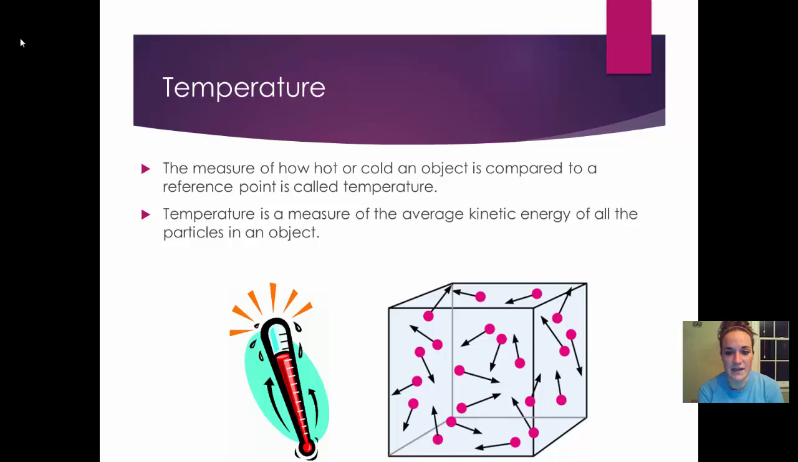Temperature is a measure of the average kinetic energy of all the particles in an object. So if you think back, we talked about the kinetic theory. Kinetic theory tells us that every particle in an object is always moving, whether it's bouncing off the walls like in a gas or just vibrating in place like in a solid. They're constantly moving. So temperature tells us the average kinetic energy. Okay? So it tells us basically how fast those particles are moving. That's what temperature actually measures.